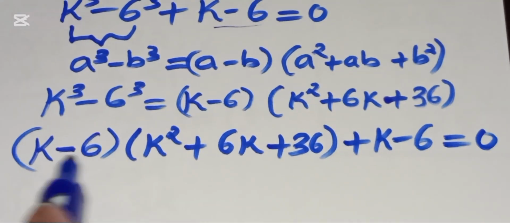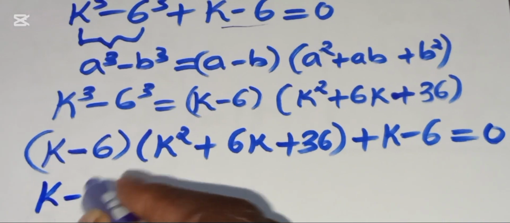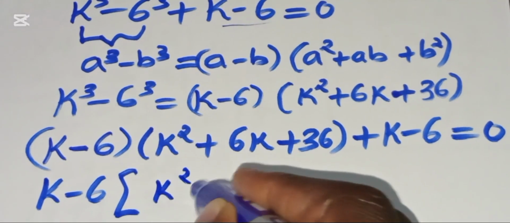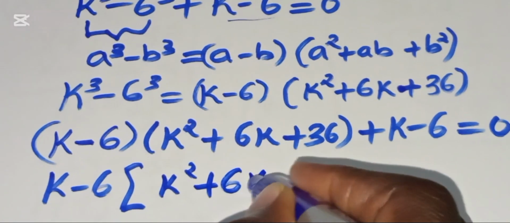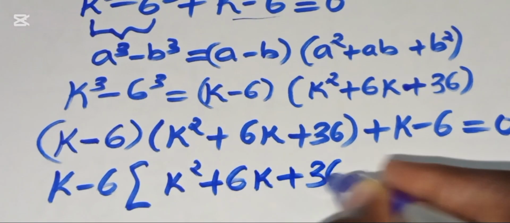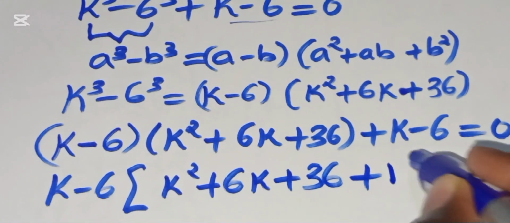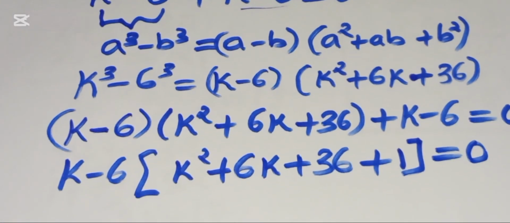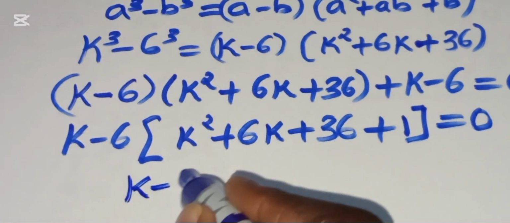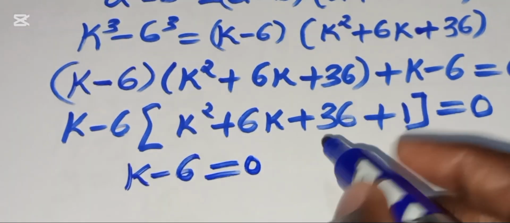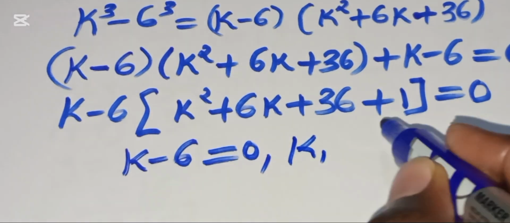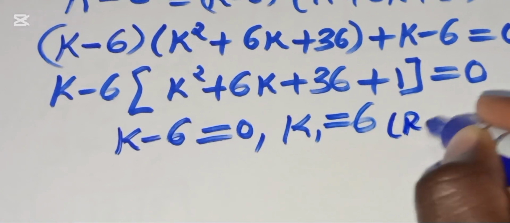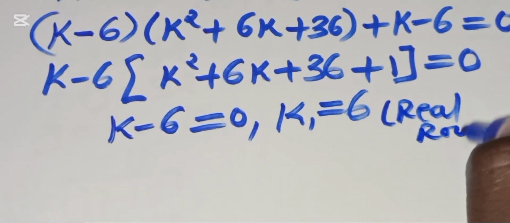From what we have here, k minus 6 is common, so we factor out k minus 6, so that we're going to have k squared plus 6k plus 36 plus 1, everything equal to 0. Okay, now from what we have, you find that k minus 6 is equal to 0, and that means that I can call this one k1. This is equal to 6. Okay, and this is a real number. This is a real root, in other words.